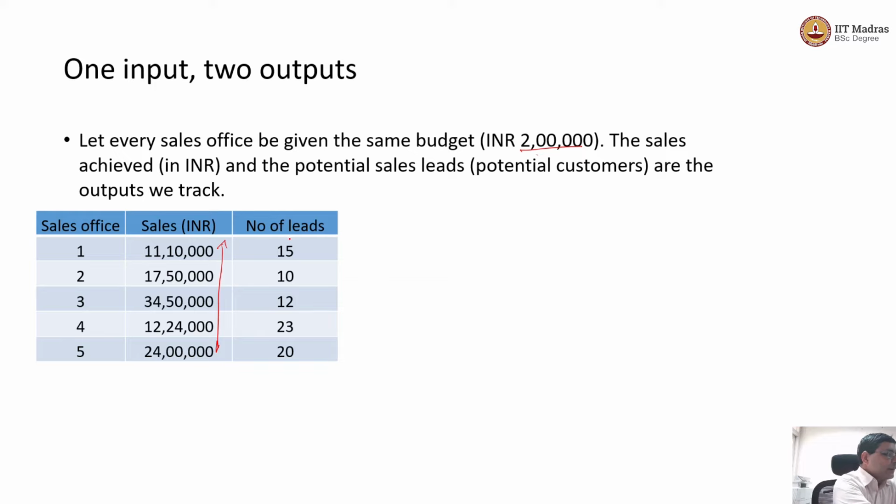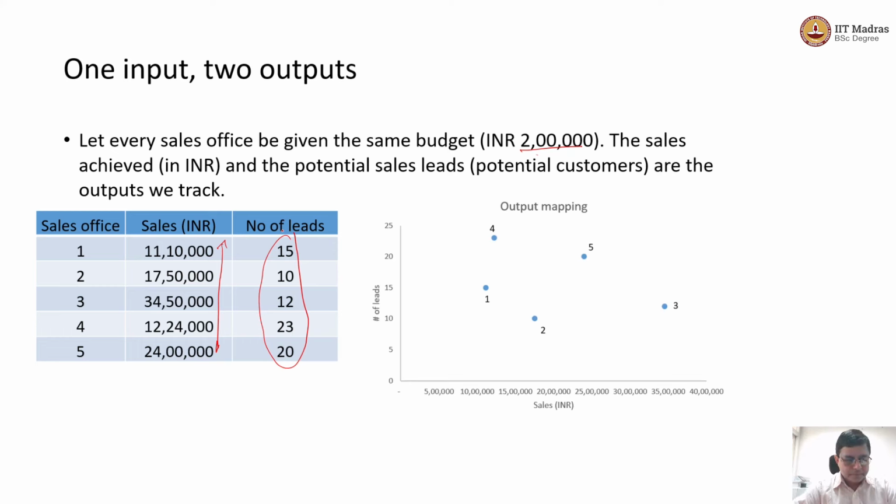This is new data, which are the potential leads that we have from our sales and marketing efforts. Now what we are going to plot is only the outputs. We have two outputs. We are only going to plot the outputs and not worry about the input, because input is the same for all the sales offices. Input is budget and it is 2 lakhs. Let us plot the output, and the output is going to look like this.